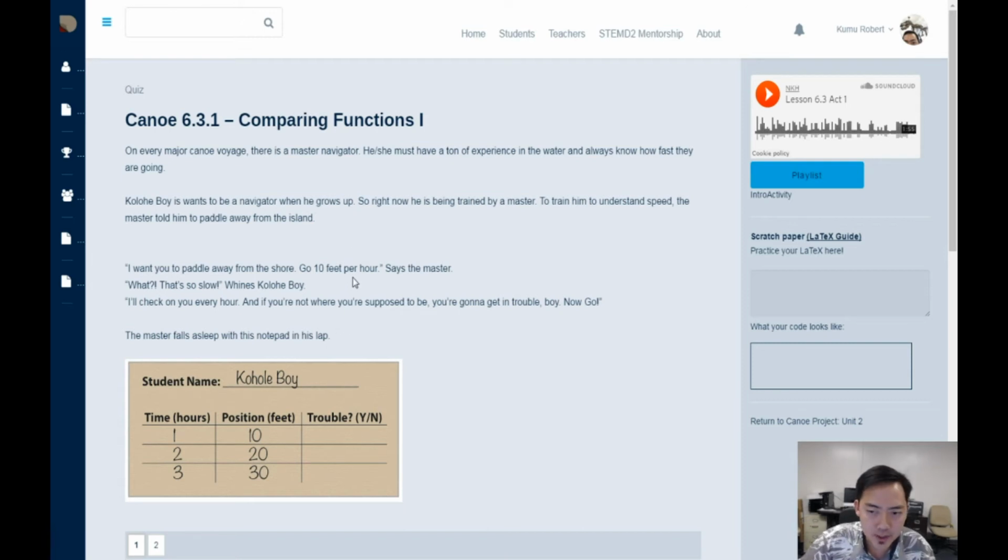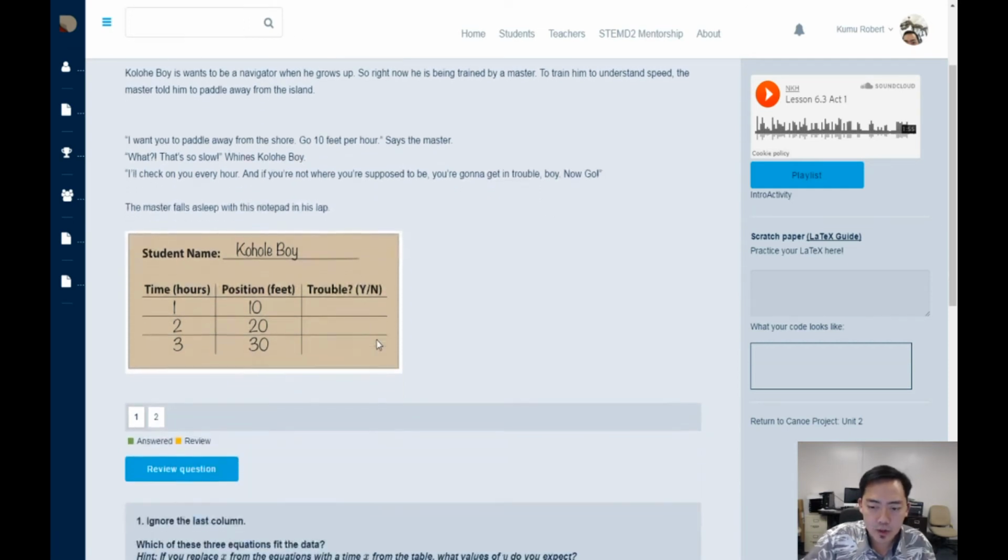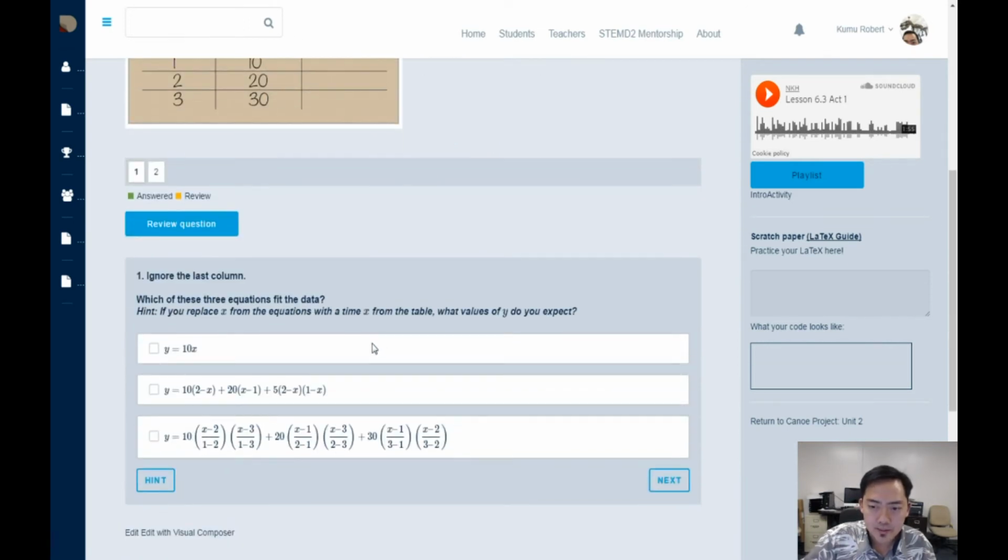Kalohe Boy is kind of impatient, so he whines, What? That's so slow. But the master is unmoved. He tells Kalohe Boy, I'll check on you every hour. And if you're not where you're supposed to be, you're gonna get in trouble, boy. In this activity, we are given three equations that relate Y, the distance, with X, the time that Kalohe Boy has been paddling.